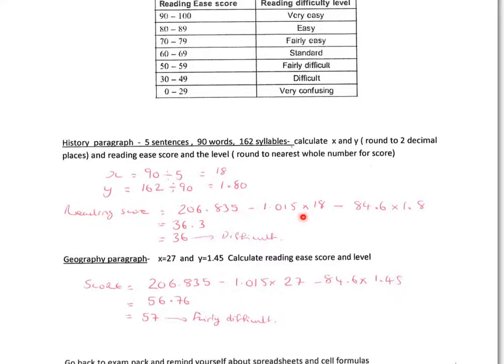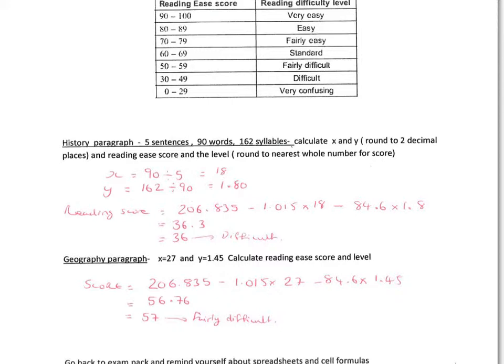Once you know the value of x and y, then you're going to put that information into the formula, typing it in exactly how you see the formula. And where you see the letter x, you're replacing it with the value for x. So it's 1.015 times x. Take away this number times y, whatever the y value is that you've calculated. And you get this answer on your calculator, which I'm going to round off to the nearest whole number. And if you look up 36 on this table, it would fall between 30 and 49, which is difficult.